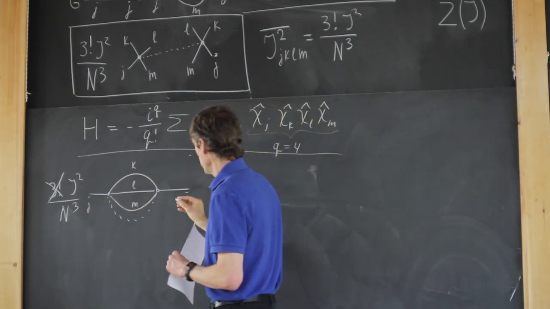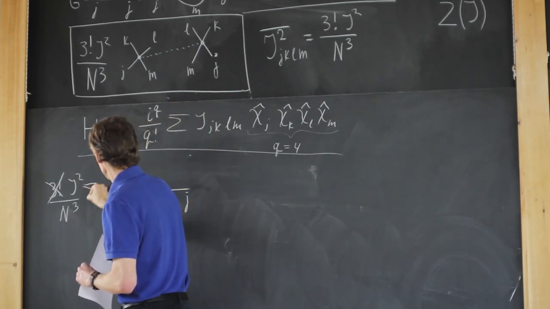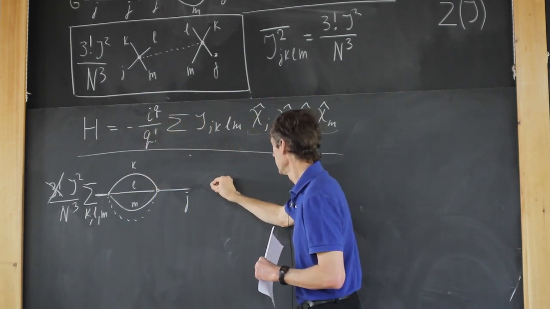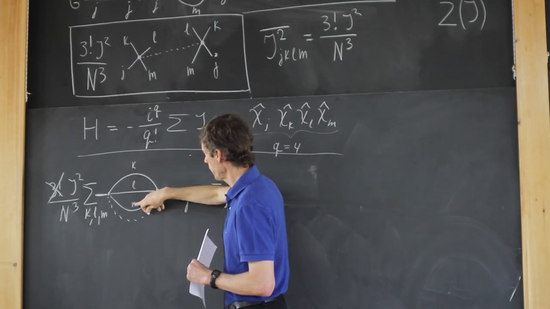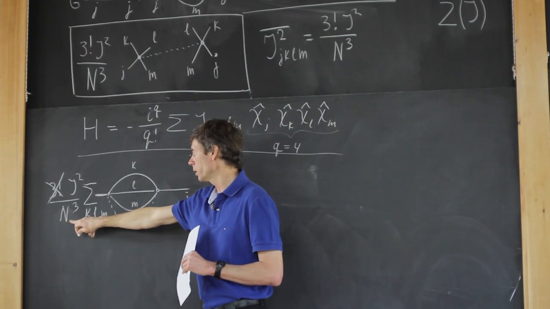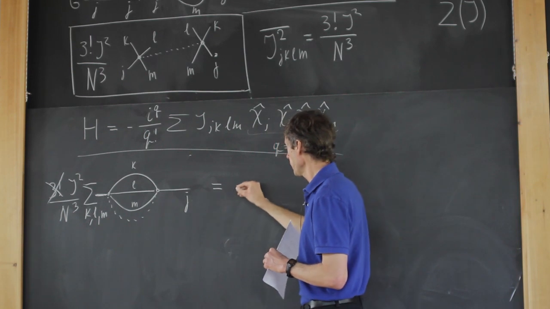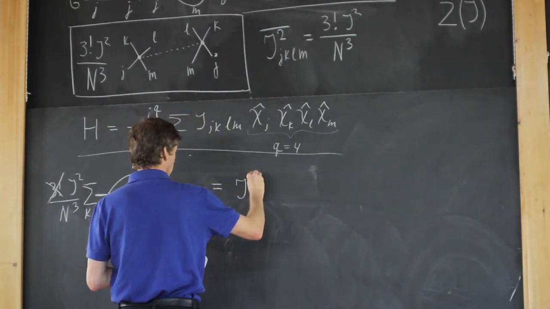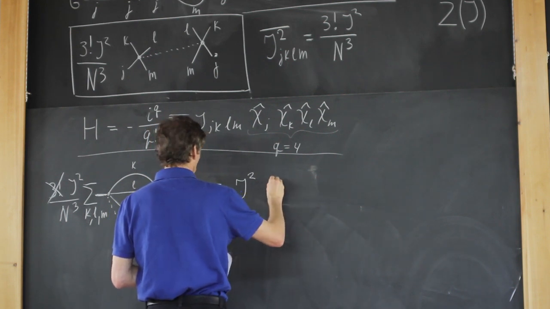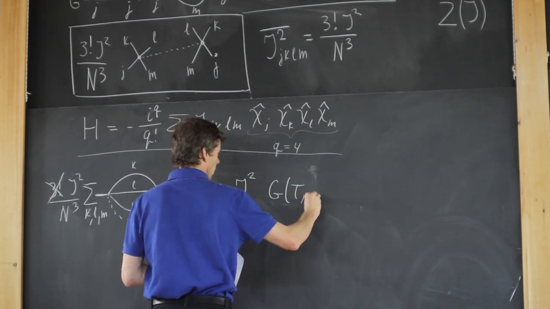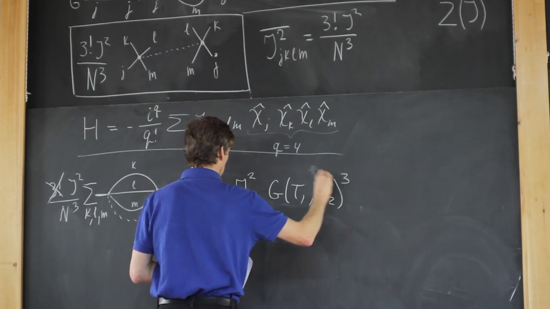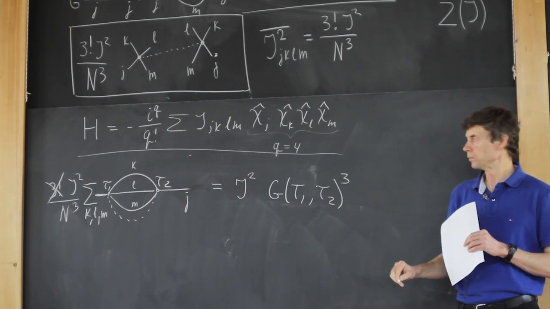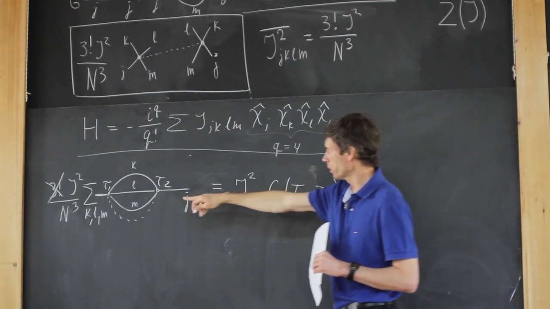Now, we sum over internal indices. And each sum gives n, which cancels with this n cubed. This is important. This is how the thermodynamic scaling appears. So in the end, we get just g squared g. Okay. So the important thing here is the cancellation of n cubed.